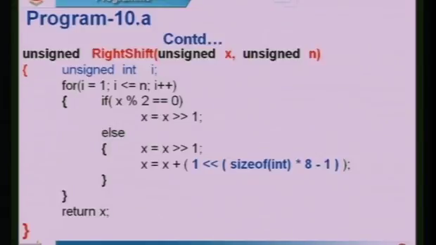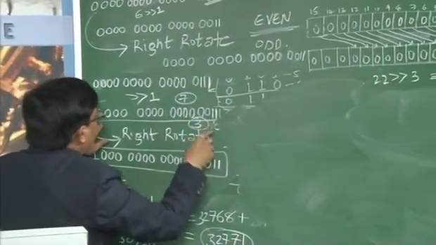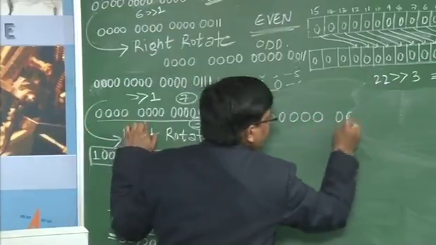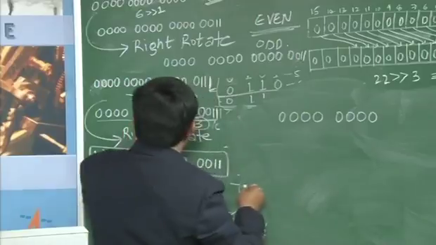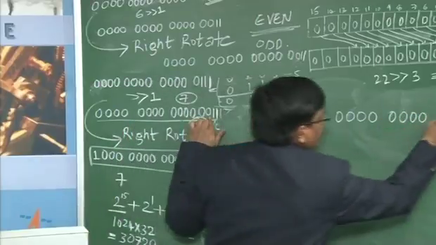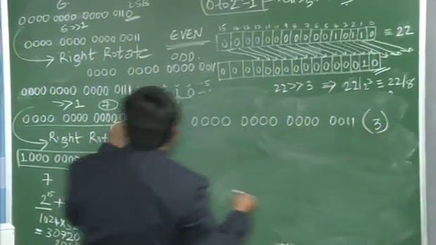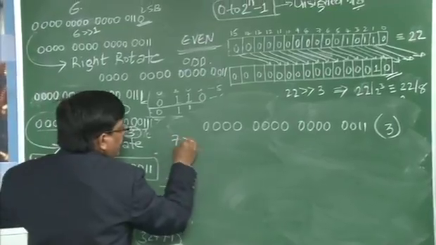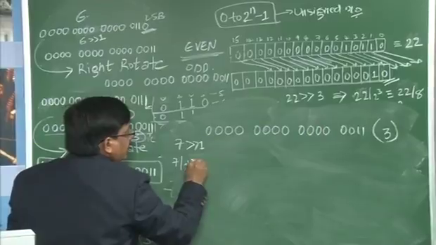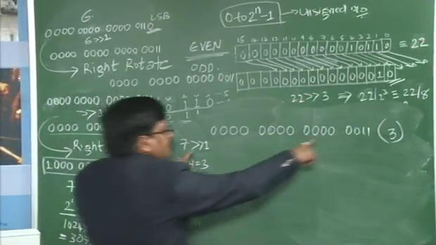Now, we see that when the value is 7 and it is right shifted by 1 bit, the value we get is zeros, and then 0011. This value corresponds to 3. So when I shift 7 by 1 bit, this is the same as 7 divided by 2 raised to 1, which is nothing but 3. Two threes are 6, I take the integer division, and this is the same as the right shift.